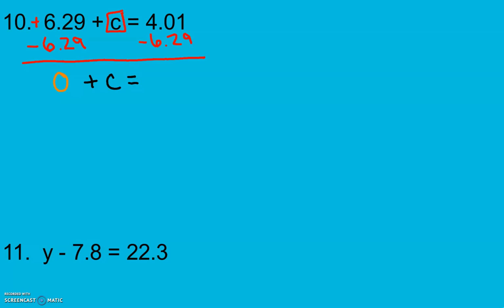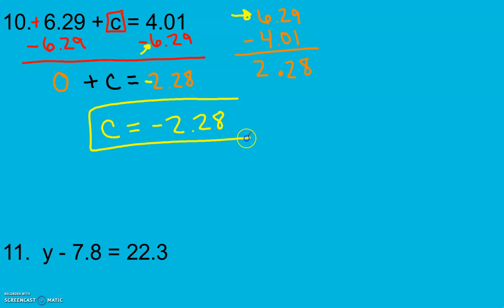Here I have different signs, so I'm going to subtract. Bigger number on top, smaller number on the bottom. 6 is bigger than 4, so it goes on top. We subtract each column. 9 minus 1 gives me 8. 2 minus 0 gives me 2. Bring down that decimal after I lined them up, and 6 minus 4 is 2. So I get 2.28. I look, 6 is bigger, it's negative, so my answer is negative. So I get c equals negative 2.28 because 0 plus c gives me just c.